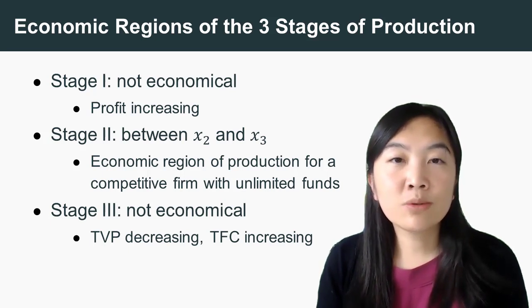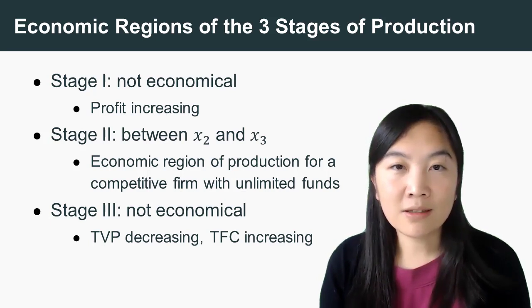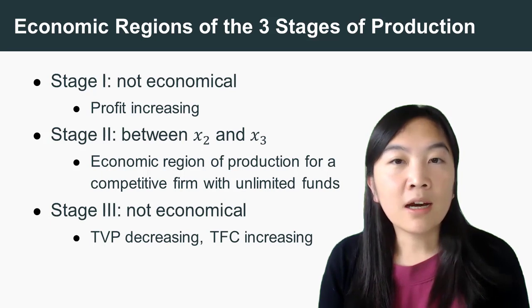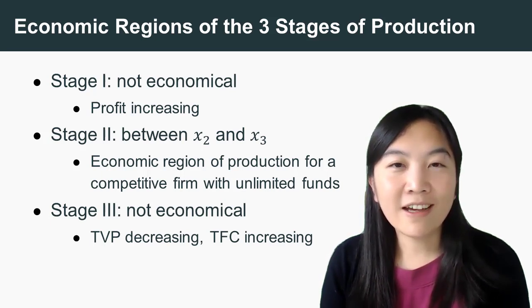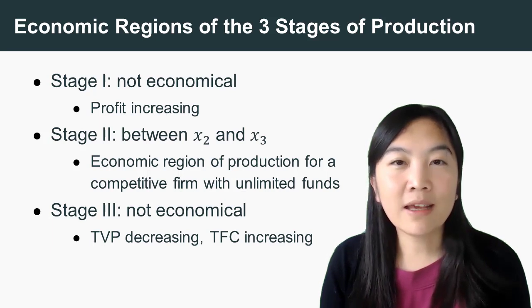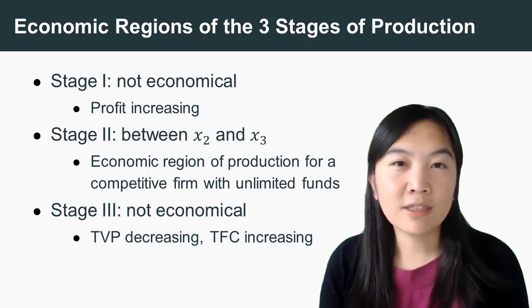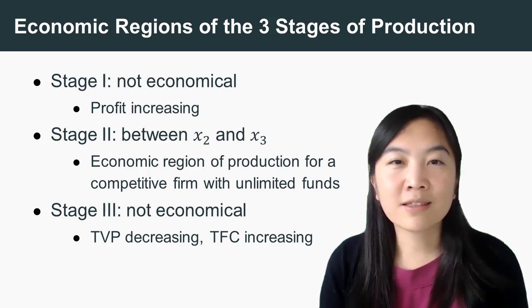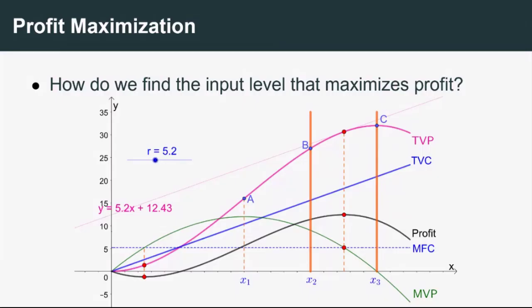And stage 2, which is between X2 and X3, is the economic region for a competitive firm with unlimited funds. And that's going to be the objective for the rest of today's lecture: to find out exactly at which point between X2 and X3 the producer can maximize profit. The input level that maximizes profit in stage 2.